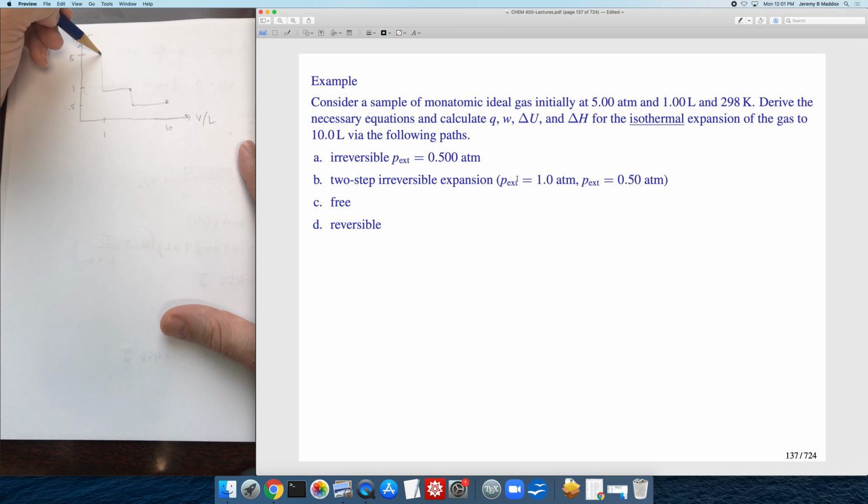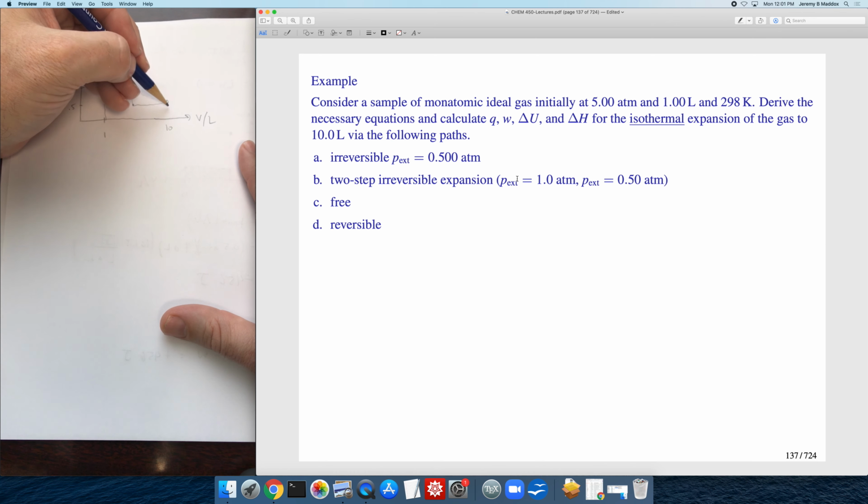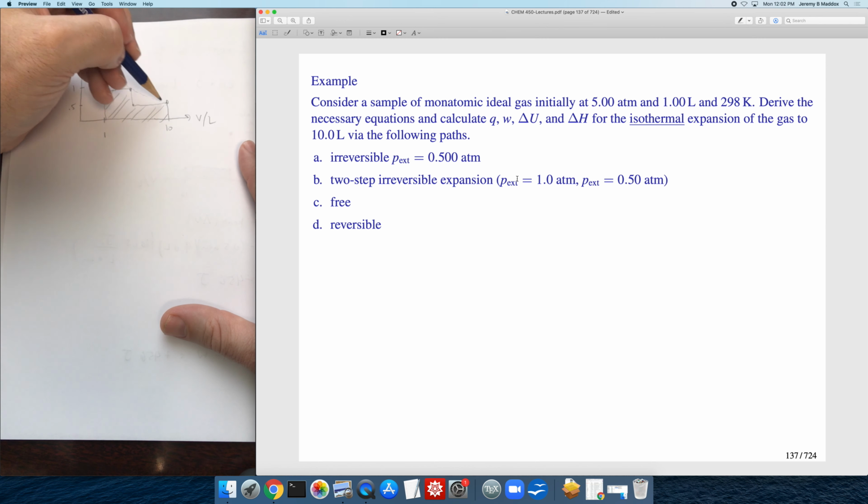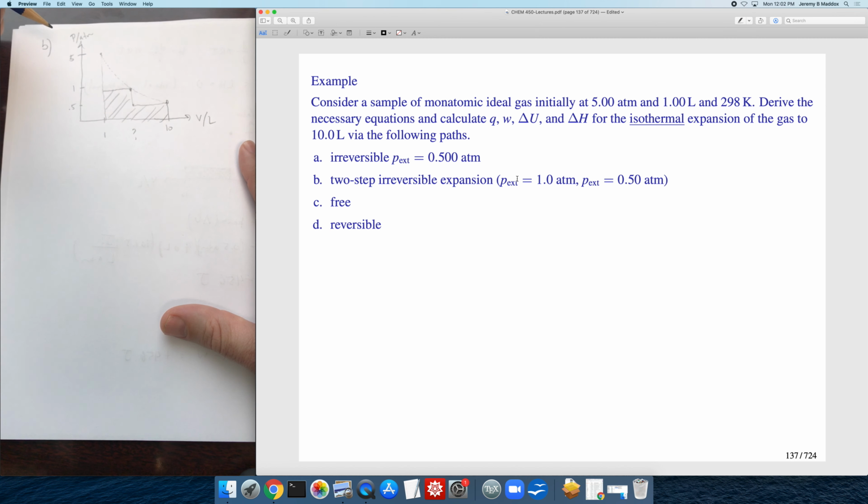What I want to point out, because this is an isothermal process, all of these 3 points here lie along the same isotherm. Although what we want to calculate for the work is this area. The reason we need to know about the isotherm is because they haven't told us what that intermediate volume is. We have to figure that out.